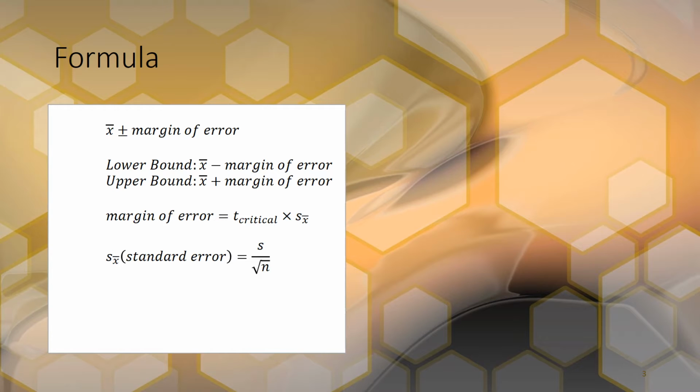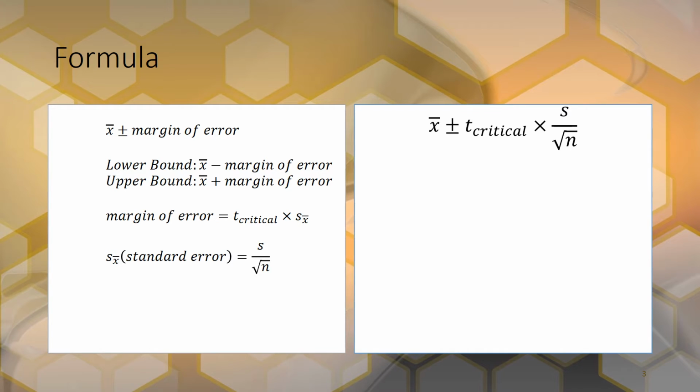So again, the formula is the sample mean plus or minus the margin of error. And now the margin of error is going to be your critical t, times the standard error. And now the standard error is going to be calculated with that sample standard deviation instead of the population standard deviation. So if we put that all together, we're going to have this sample mean plus or minus the critical t times the sample standard deviation divided by the square root of n.